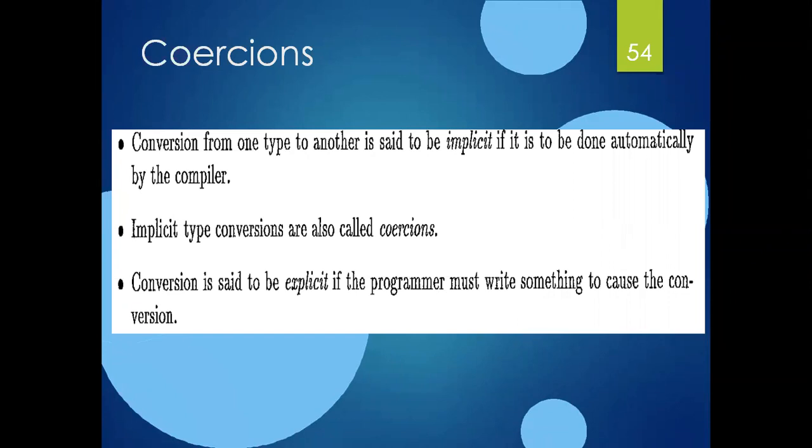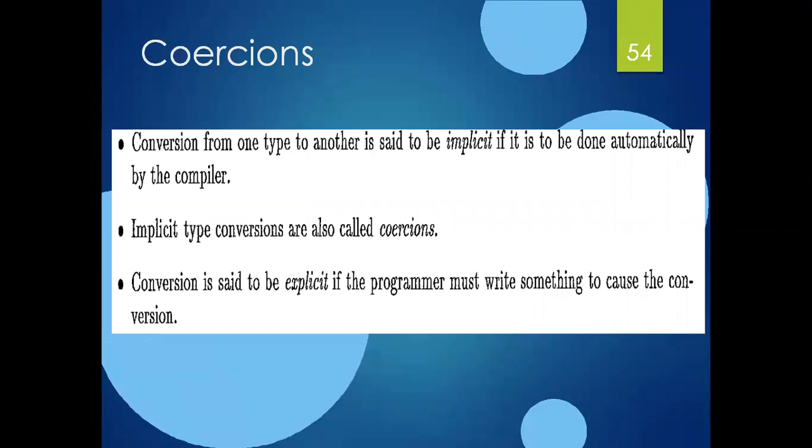If the conversion is done automatically by the compiler, then it is an implicit conversion. This is done by coercions; we are naming this concept coercions. And here, if it is automatically done by the compiler, there is no loss of information.